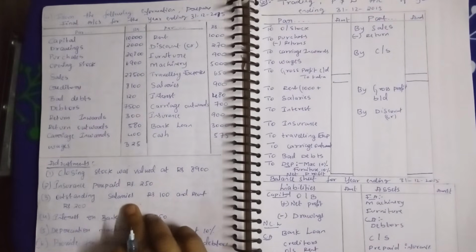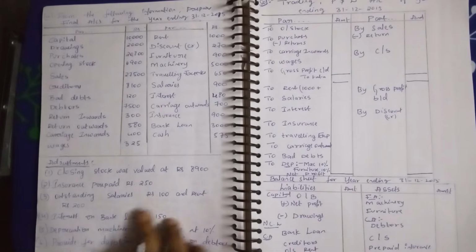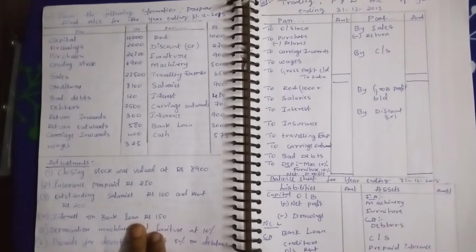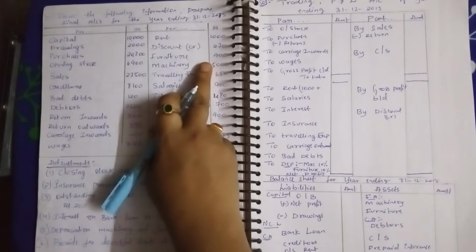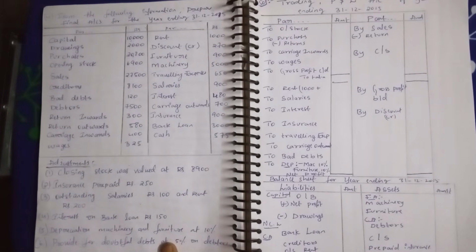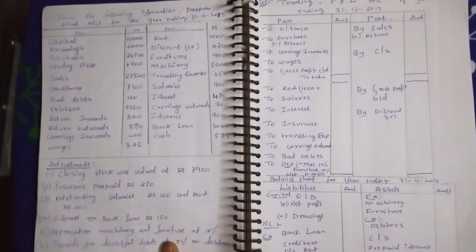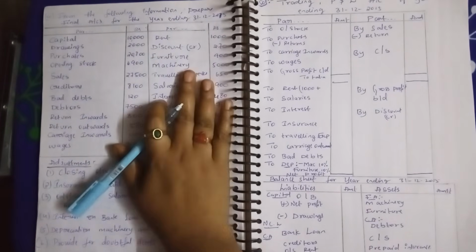And outstanding salaries, and after that interest on bank loan rupees 150, and after that depreciation on machinery and furniture, 10% he has given. So here you calculate and note down for furniture, and for machinery also he has given 10%. So we have to calculate here only and note it down. Okay, and this is the problem.